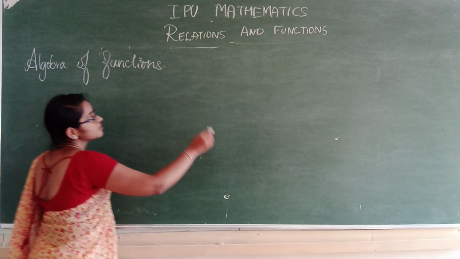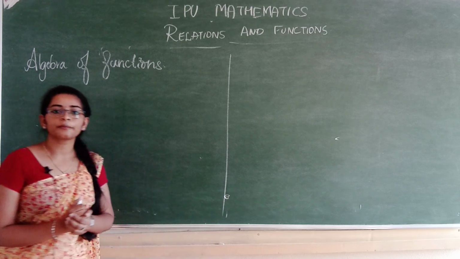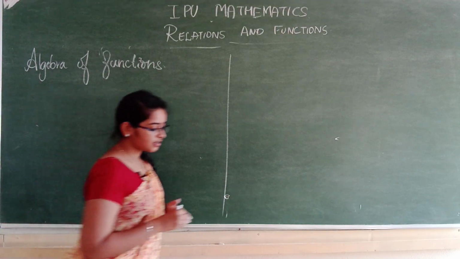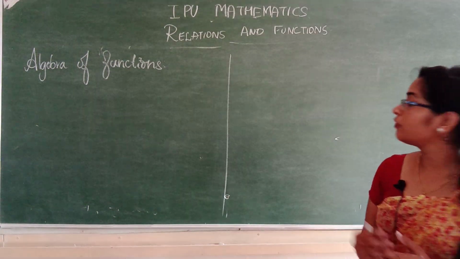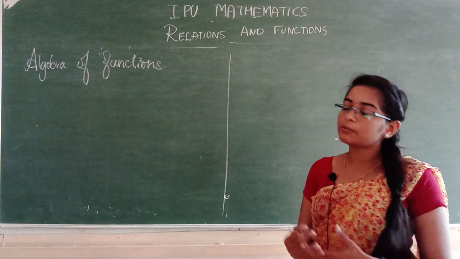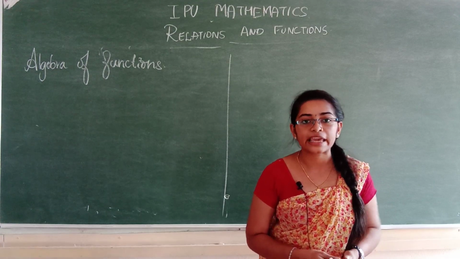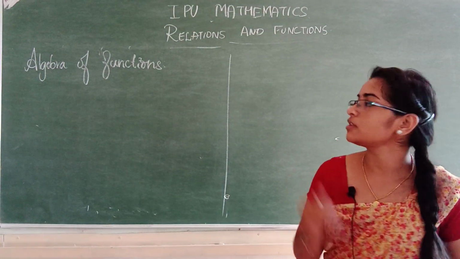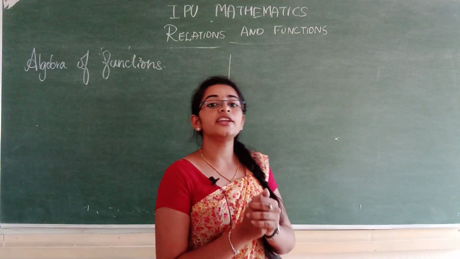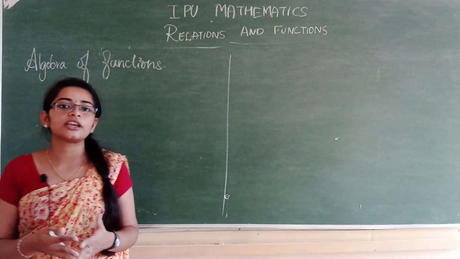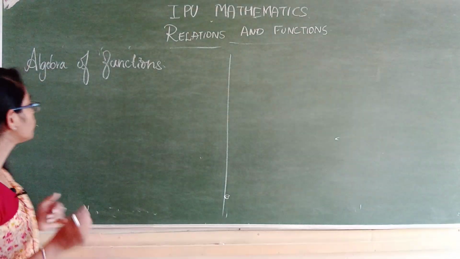Algebra of functions. Okay, what is algebra of functions? See, we have addition and subtraction of numbers, right? So we are doing addition, subtraction, multiplication, or multiplication by a scalar for functions. That is known as algebra of functions. We have addition of functions, subtraction of functions, multiplication of two functions, and quotient also.